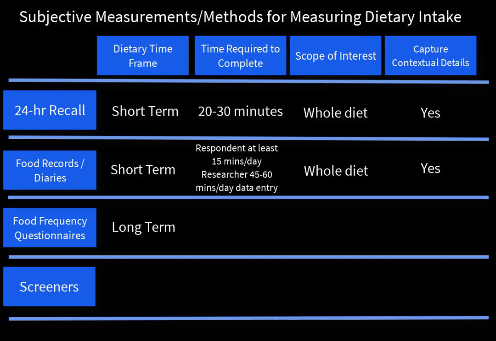Now, two long-term time frame instruments are the food frequency questionnaire and the screener. So a food frequency questionnaire will have someone think about a typical week, maybe a typical month or a typical year. But even if you're asking someone to think about a typical week, it is making you think about a longer time frame than just the last week.